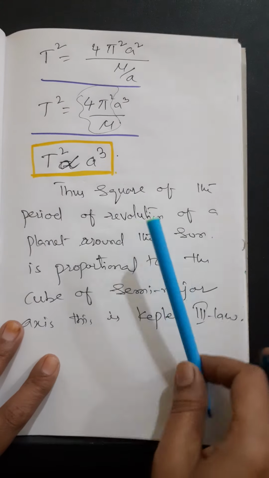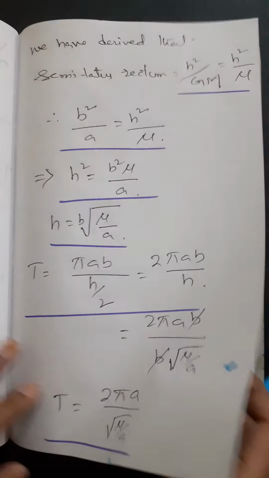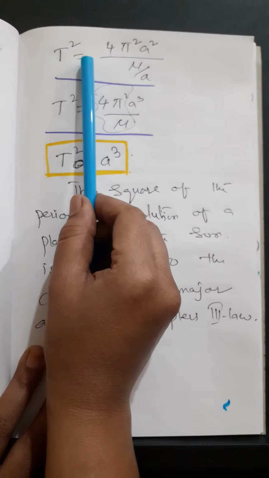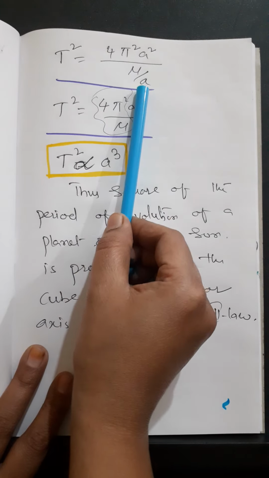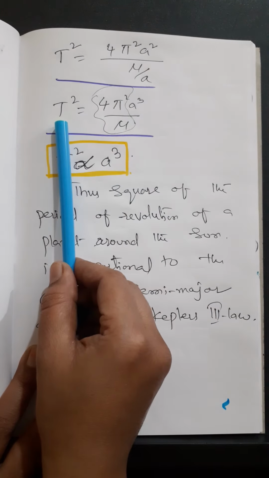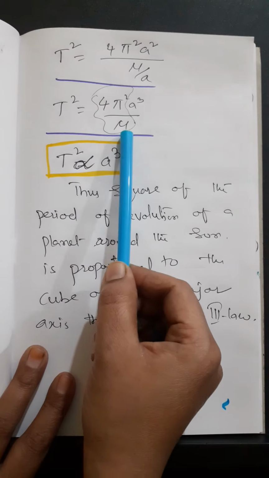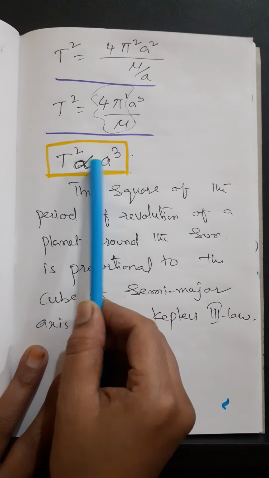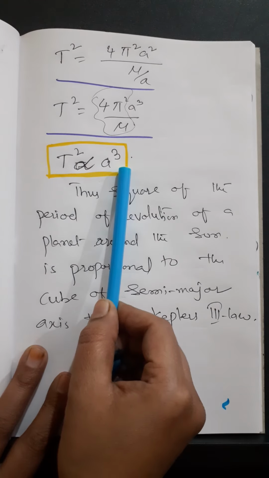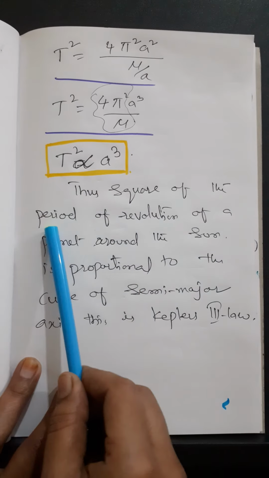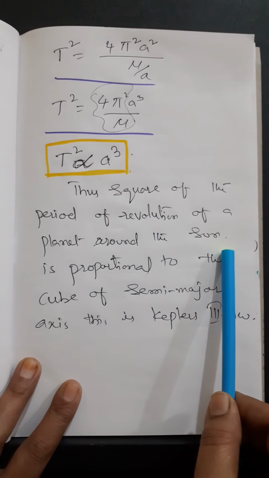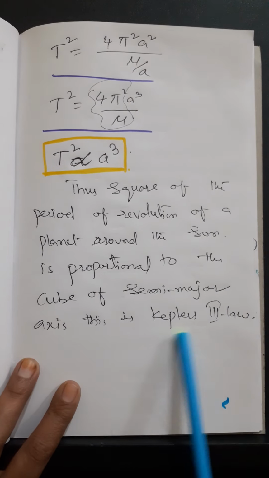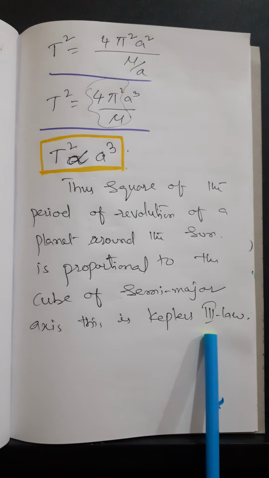Now this can be written as T² equal to the square of this value of T, that is the square of the time period. So T² is equal to 4π²a² divided by μ/a. Here π is constant, 4 is constant, μ is constant. So if we replace the constants, we introduce the proportionality. So T² is proportional to a³. Thus the square of the period of revolution of a planet around the sun is proportional to the cube of the semi-major axis. This is known as Kepler's third law, or the verification of Kepler's third law.